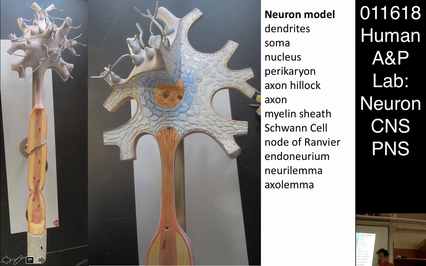And that myelin sheath is created by what's called a Schwann cell, S-C-H-W-A-N-N. It's an eponym. And this is one Schwann cell here, right? And then this area is a node of Ranvier. So this is an internodal region, a node of Ranvier, another eponym.